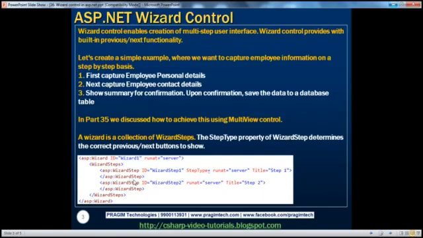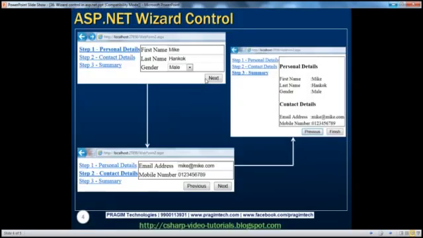Another difference is when we use a multi-view control, we have to provide these buttons that we use to move between multiple views: go to step 2, go to step 1, or go to step 3. We have to provide these buttons, whereas with the wizard control, the wizard control provides those buttons for us. They are inbuilt within the wizard control.